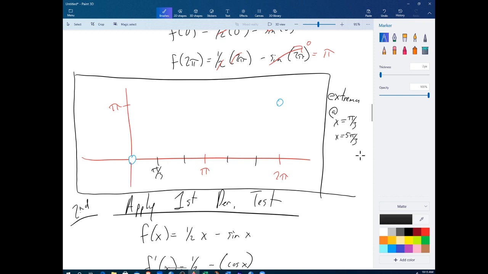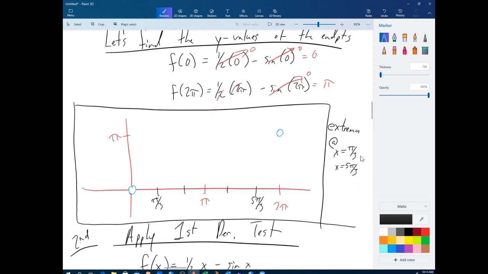And I can go 1 pi over 3, 2 pi over 3, 3 pi over 3, 4 pi over 3, 5 pi over 3. And I don't know what those y values are yet. Personally, I think it is a good idea to go ahead and find them, which means we need to come back to that original equation to find exactly where they are and find the f of pi over 3 and the f of 5 pi over 3.